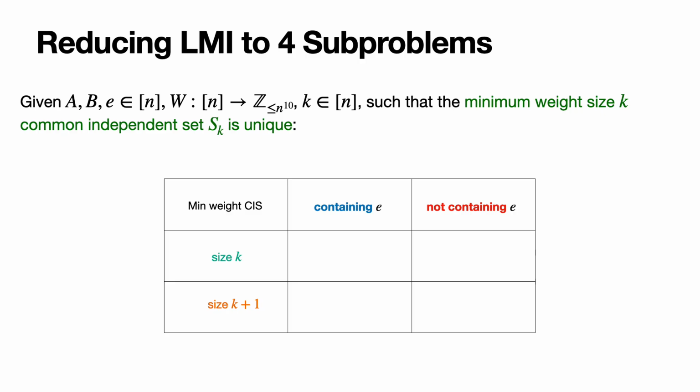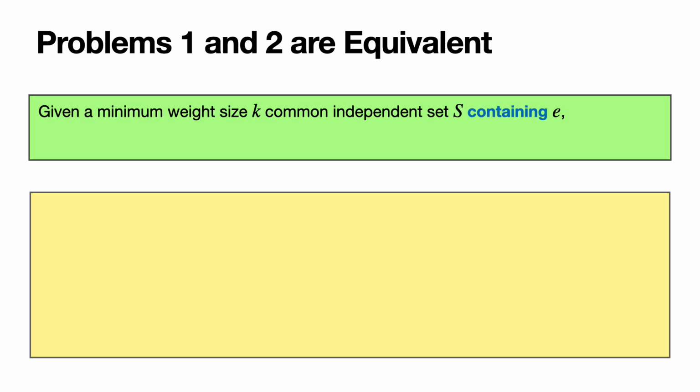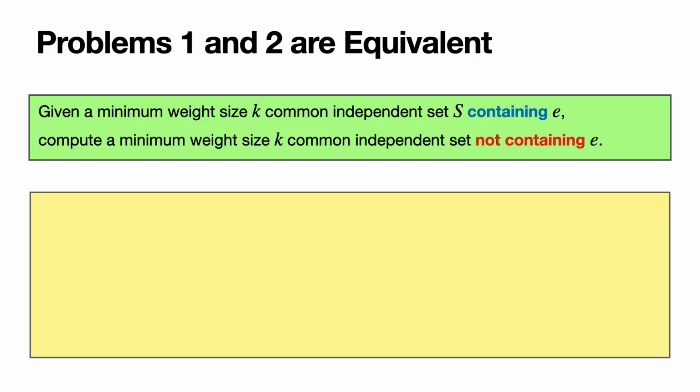So the first thing I'm going to show is that the first 2 problems, the ones in the top row, are equivalent, okay? So given a size K common independent set containing E, we can find one not containing E. And the idea is fairly straightforward and pretty similar to what we could do in the case of bipartite matching, right? So if you don't have intuition for linear matroids, just think about bipartite matching, and it's essentially the same idea.